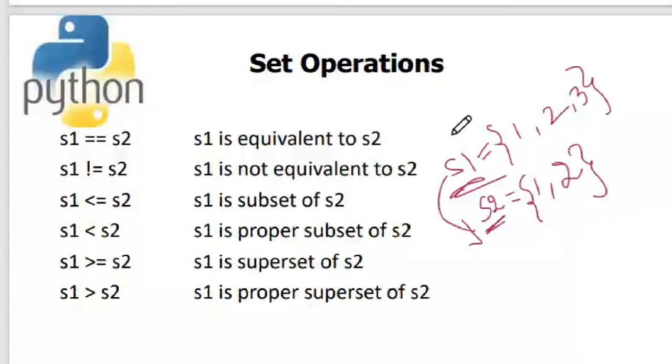It's vice versa. So if you want to represent a proper subset, you just use the less than comparison operator. If you want to say it's a subset, then you say less than or equal to. If you want to represent a superset, then you say greater than or equal to. But if you want to represent a proper superset, then you say greater than. Okay, so these are all the operations, which will result in true or false.